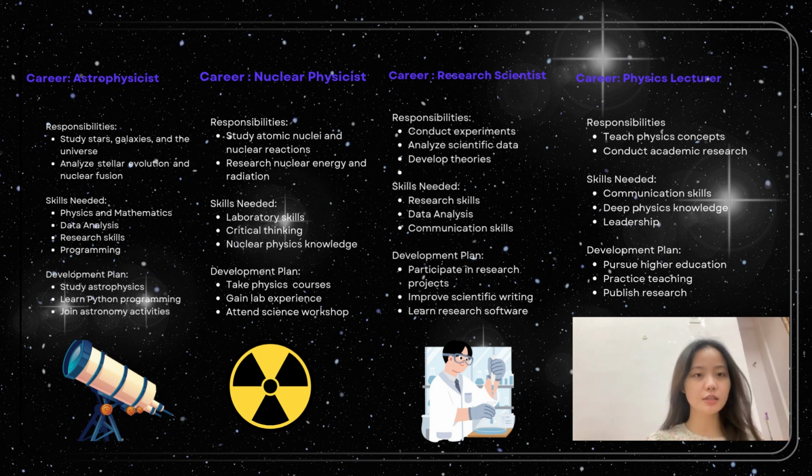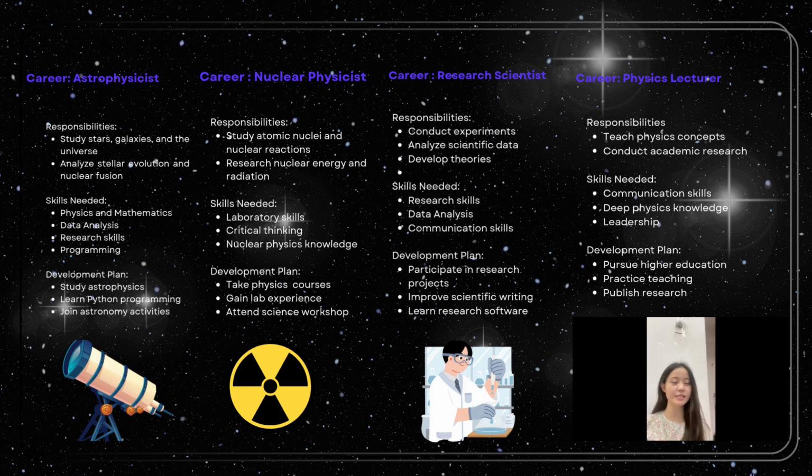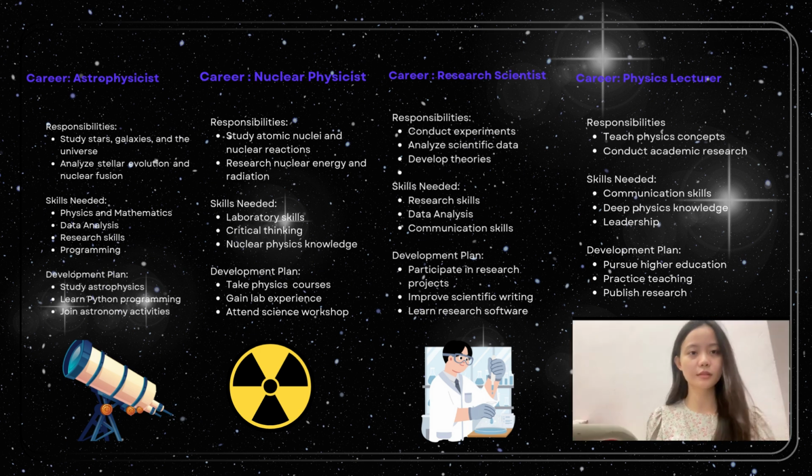There are certain specific skills that we need to have for this chosen career path. First, an astrophysicist studies stars, galaxies, and nuclear fusion in the universe. This career requires strong knowledge in physics, mathematics, and data analysis. Next, a nuclear physicist focuses on radiation and nuclear reactions. They usually work in labs and research centers. Critical thinking and lab skills are important in this field.